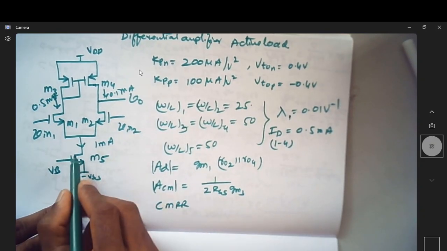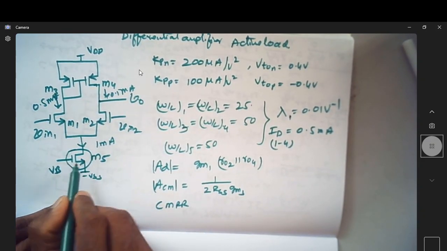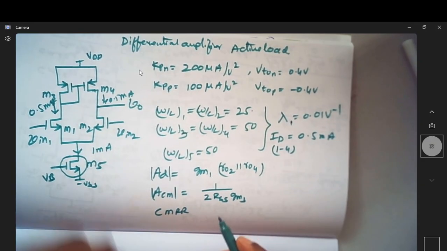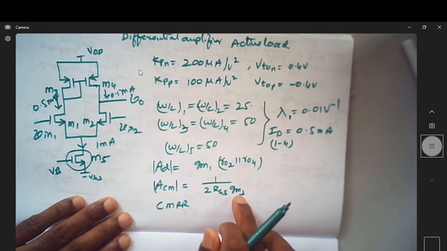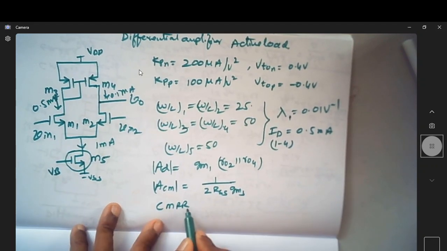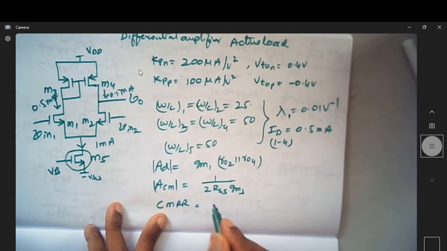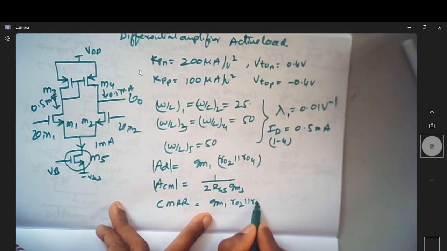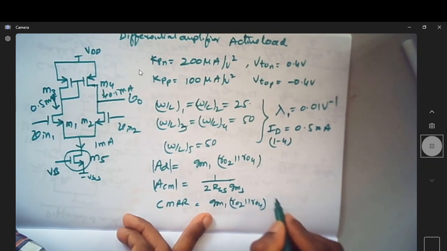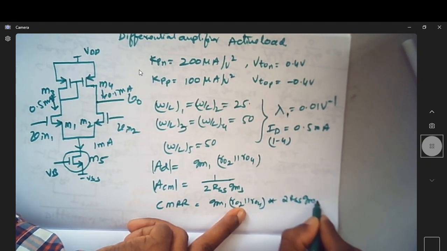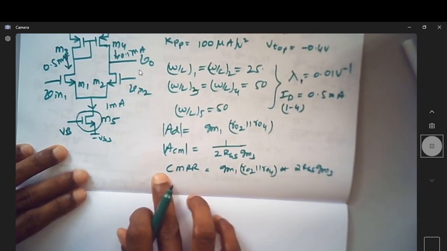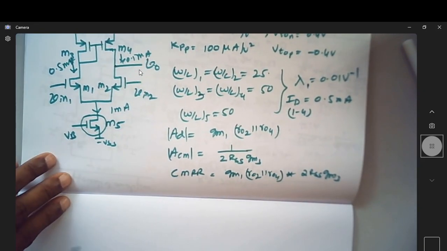When I say RSS, it is the tail current resistance. It is 1 over 2 RSS into GM3. And actually, what is this? So this will be GM1 R02 parallel with R04 divided by this means, okay, it will be multiplied by 2 RSS into GM3. So this will be the expression for CMRR.